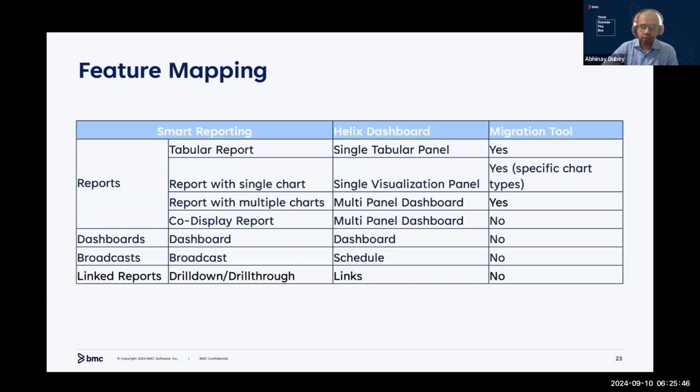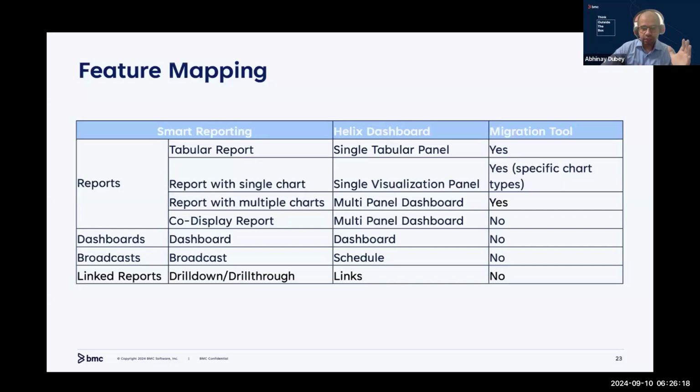Now, first thing you'll notice is in the smart reporting world, you had all different types of reports. You had core display reports, you had standalone reports, you had dashboards. Whereas if you look at Helix dashboard, everything is a dashboard. It can have one or multiple panels on it, but everything is a dashboard. That's the biggest difference and something we need to be cognizant of when we are planning this migration.